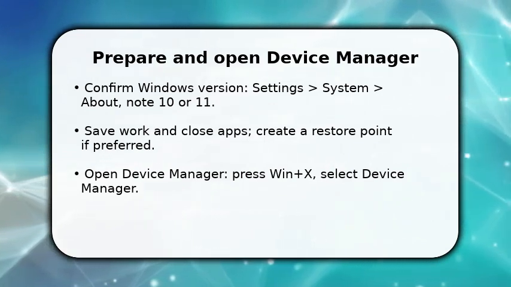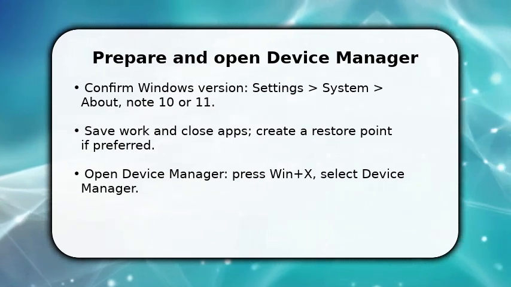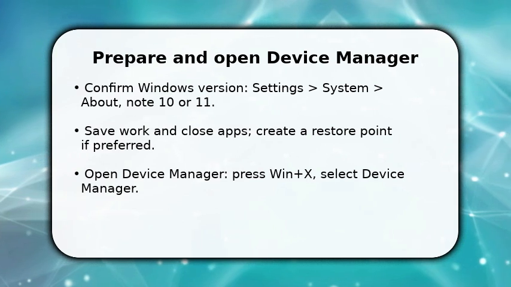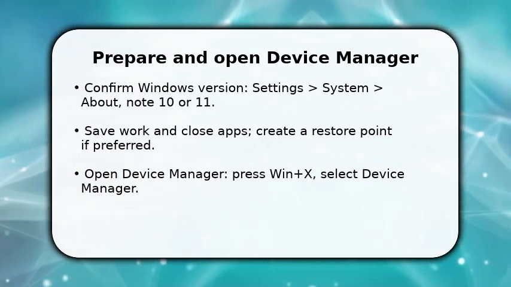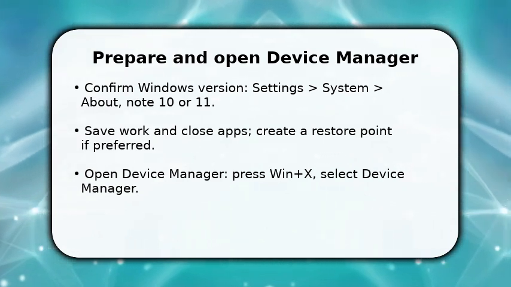Now press Win+X and choose Device Manager. This puts you at the hardware list where graphics adapters are visible. You need to identify your GPU under Display Adapters. Make sure to expand that node so you can see the exact adapter name before proceeding to the update action.